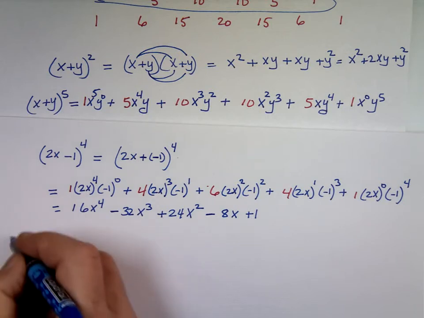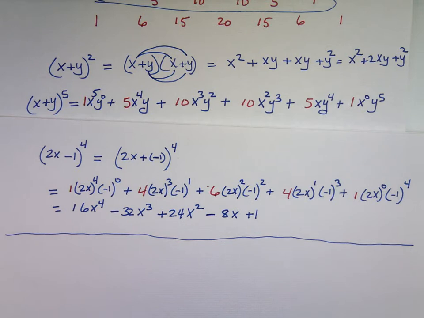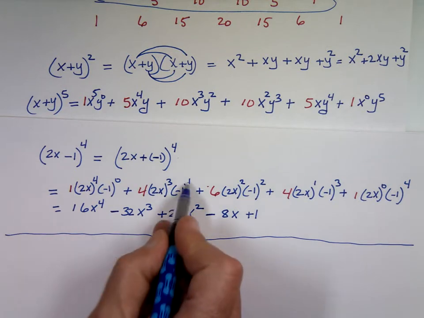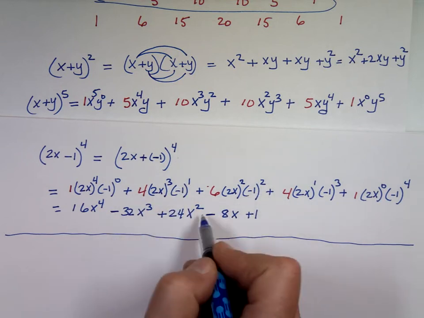And also on that note, the minuses interchange. That's because the power is odd, even, odd, even. When it's odd, it's a negative. When it's even, it's positive.